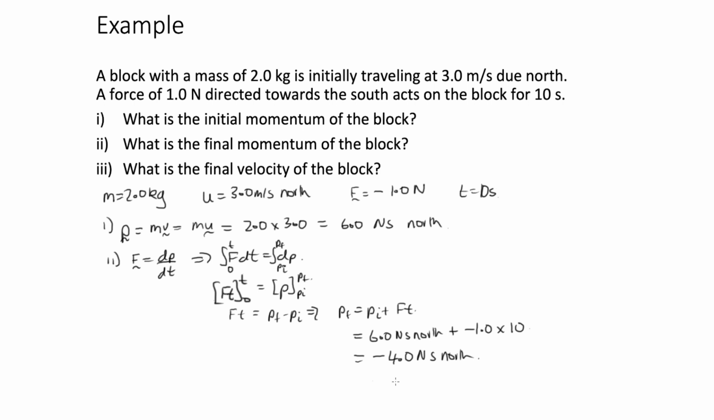Or if we want, we could write it as 4 Newton seconds south, because that's what the negative here means. It means that it's heading south. And then part 3 asks us, what is the final velocity of the block? So we can use that P final is equal to m v final, and so v final is equal to P final over m. So this is 4 divided by 2, which is equal to 2, and the direction is south, so that's 2 meters per second south.